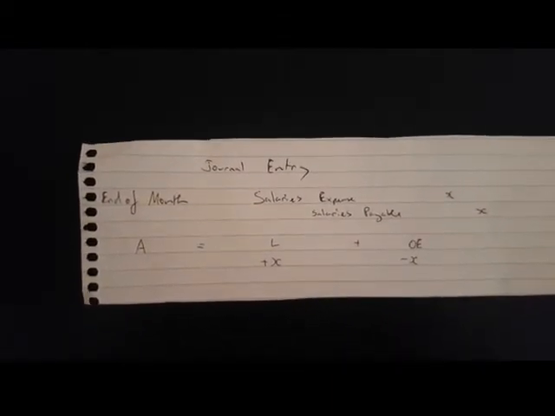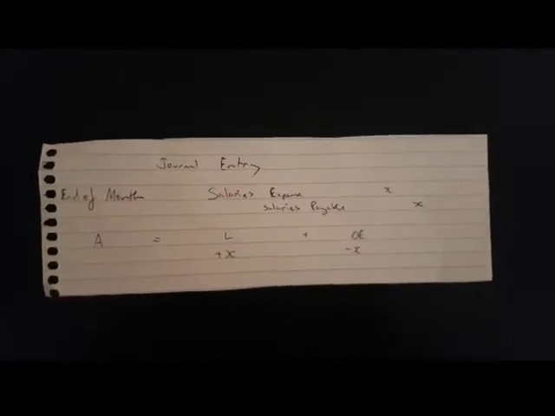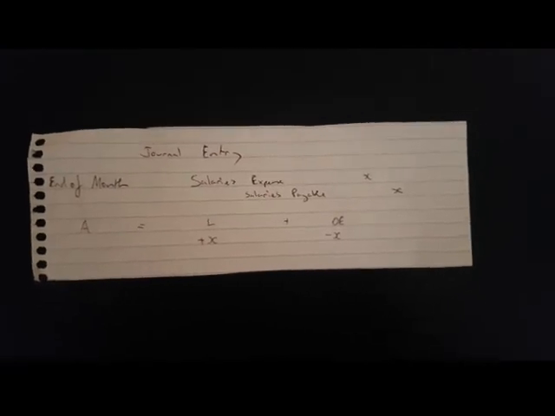Because of this, an adjusting entry needs to be made at the end of the month to record the salaries expense. Salaries expense is debited and salaries payable is credited. Note that cash is unaffected by this journal entry.